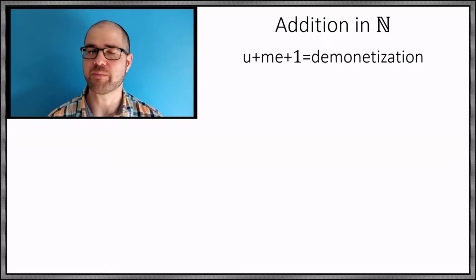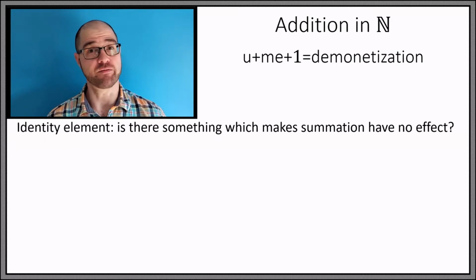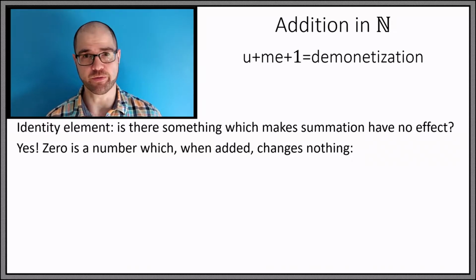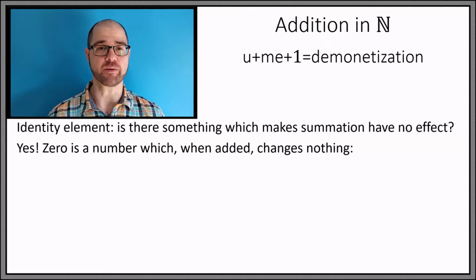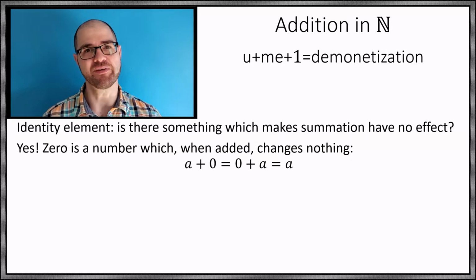So what's this stuff about identity elements? Is there something that sums can effectively ignore? Yes, 0 is a number that never affects sums. Adding 0 to any number a does not change the value of a.